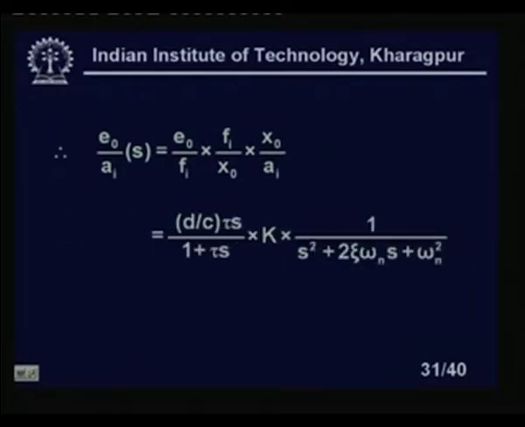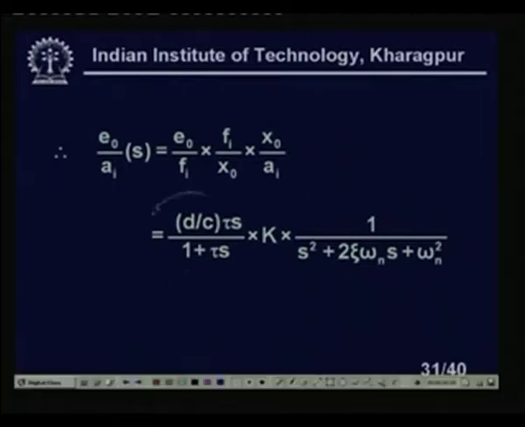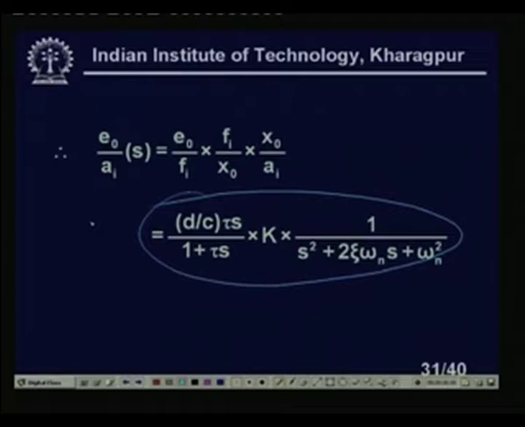Now, I make a little manipulation: E0/Ai(S) equals E0/Fi into Fi/X0 into X0/Ai. Ultimately I am interested in E0/Ai, as the other terms cancel out, so only E0/Ai will remain. If I substitute separately E0/Fi, Fi/X0 and X0/Ai, I will get the whole expression. Clear? (D/C) tau S/(1 plus tau S) into K into 1 over S squared plus 2 xi omega_n S plus omega_n squared.